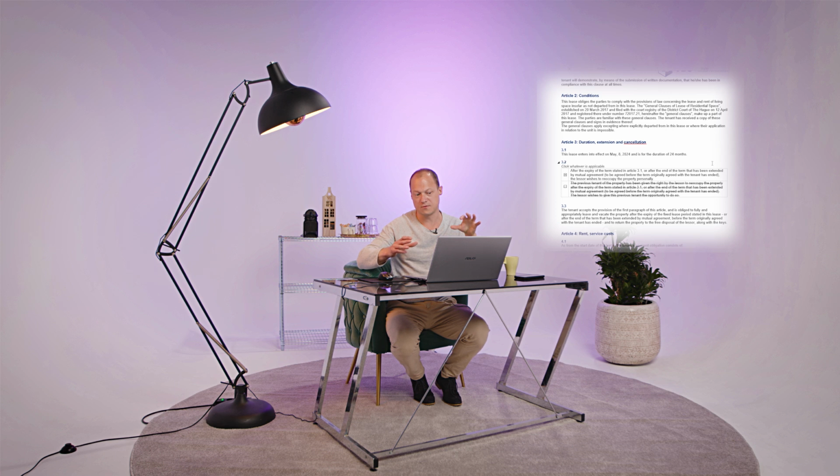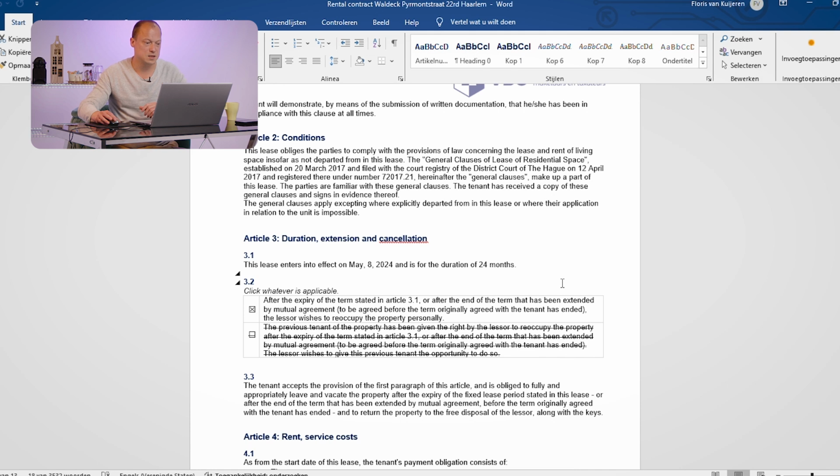I'm not going any further into it, but what you have to know is that at this moment, in July 2024, it's not possible anymore to just normally temporarily rent out your property, except with a diplomatic clause. That's why I picked this one for this example video. In this case, the tenant rents this property for 24 months starting on the May 8th. And after that period, the landlord himself needs the property back.